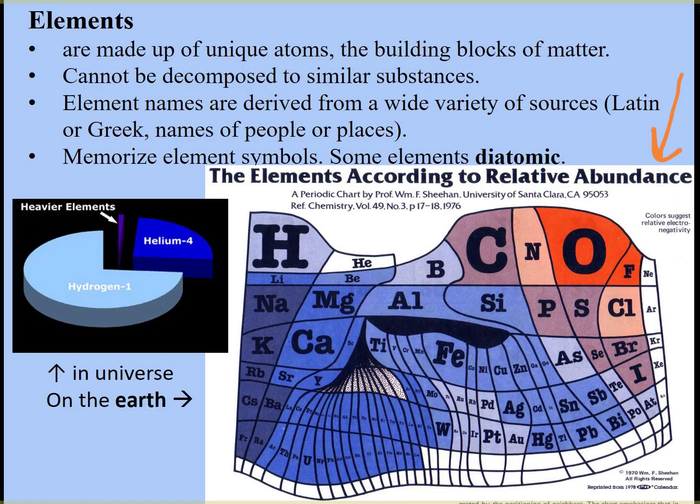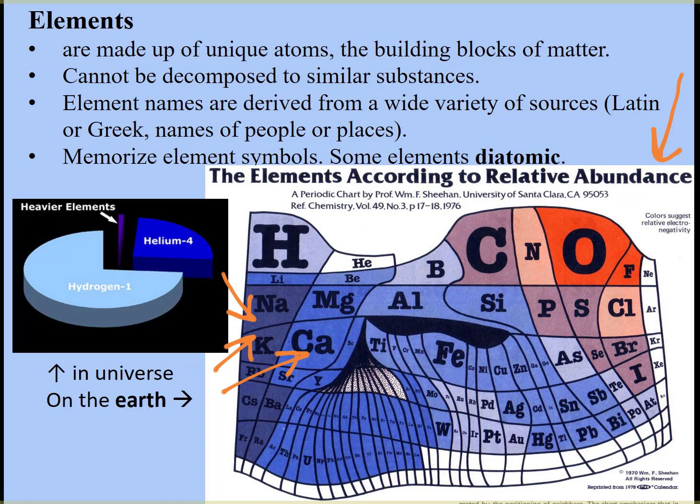This is a chart that shows the relative abundance of the elements that make up the periodic table. So in our Earth, we see that there's a lot of hydrogen and carbon and oxygen and nitrogen. So those are the things that help make up life on Earth. But we also see some heavier metals such as sodium and potassium and calcium. These are more abundant than some of the other metals.